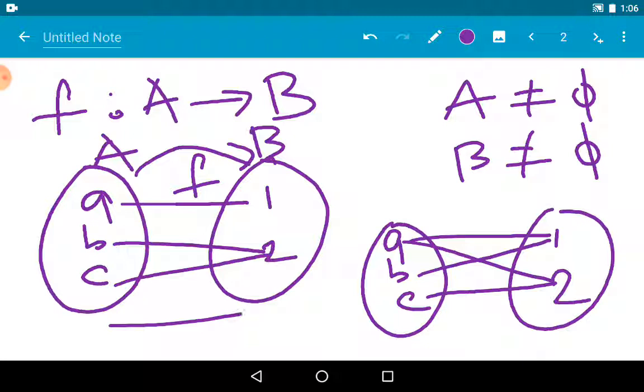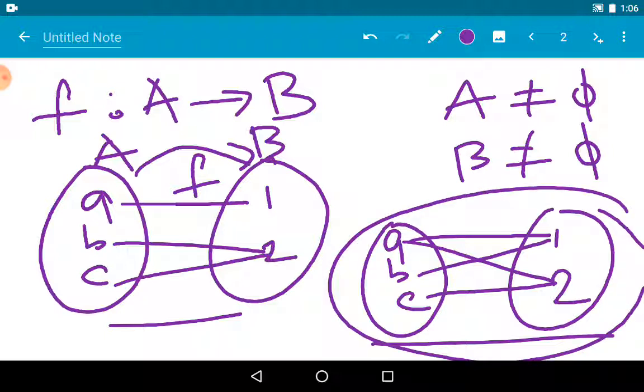What is the difference between these two mappings? In the first one, we are mapping each element of A to a unique element of B. That is, a is mapped to 1, b mapped to 2 and c mapped to 3. In the second one, what happens? We have mapped a to two elements. We have mapped a to 1 and a mapped to 2. That is not a function then.